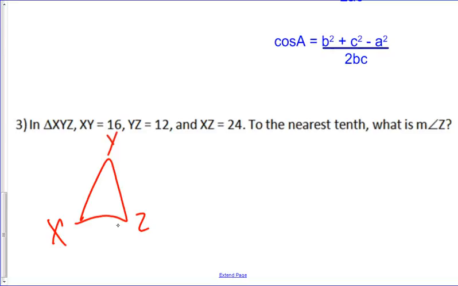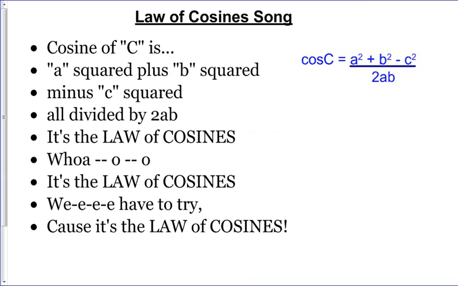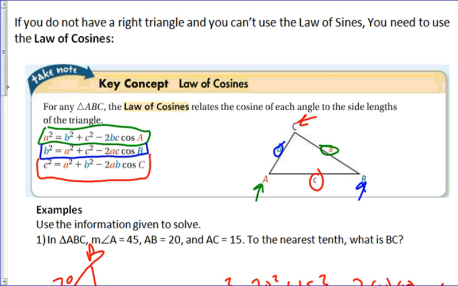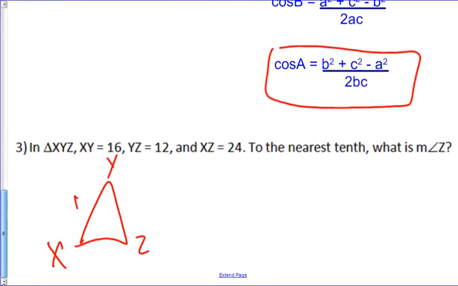XYZ, and I'm keeping this right here, this will help me. XY is 16. Whoa, whoa, whoa. That just went crazy. Alright, XY is 16, YZ is 12, and then XZ is 24. All we have is 3 sides. We have no angles. We don't know it's a right triangle, so we're going to have to use the law of cosines. To the nearest tenth, find the measure of angle Z. So this is the one we're trying to find.